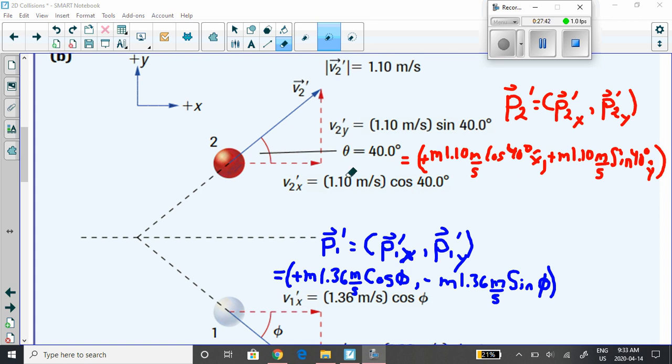But now I want to get the components. So the x component is adjacent, so I multiply that by cos 40. The y component is opposite, so I multiply that by sine. And there you have it right there.